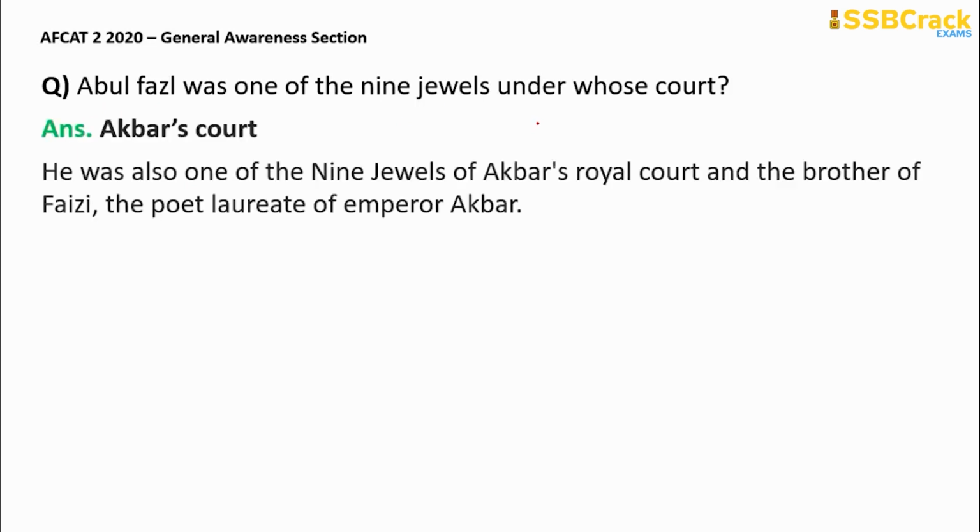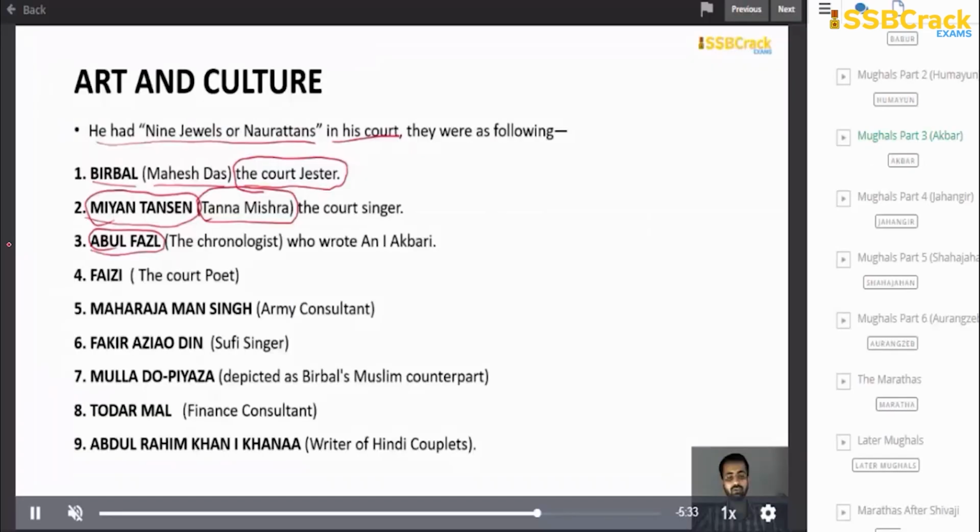Next question, Abul Fazl was one of the 9 jewels under whose court? So Abul Fazl was in the court of Akbar. He was one of the 9 jewels of Akbar's royal court. This we have also covered in the history course.